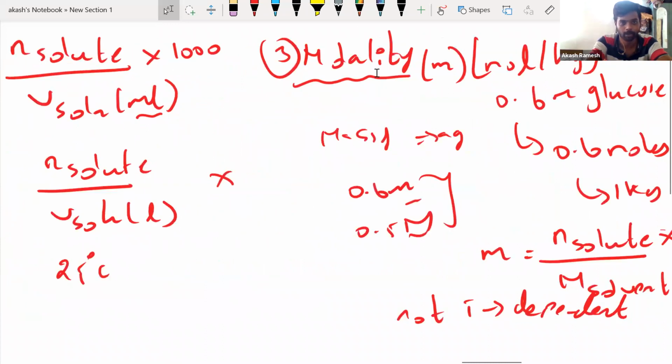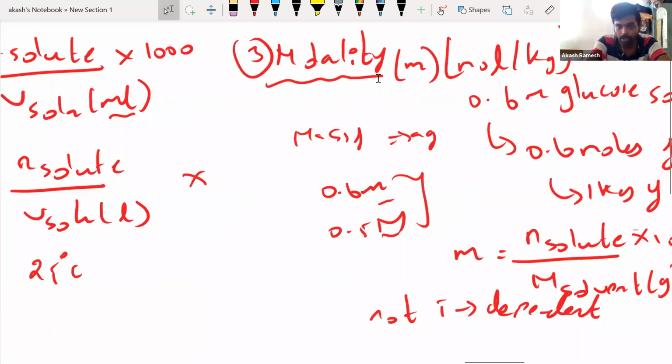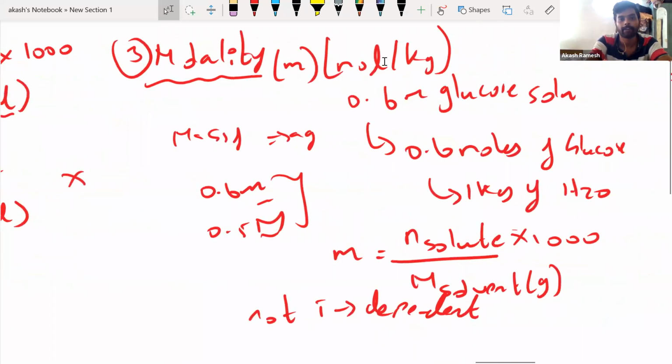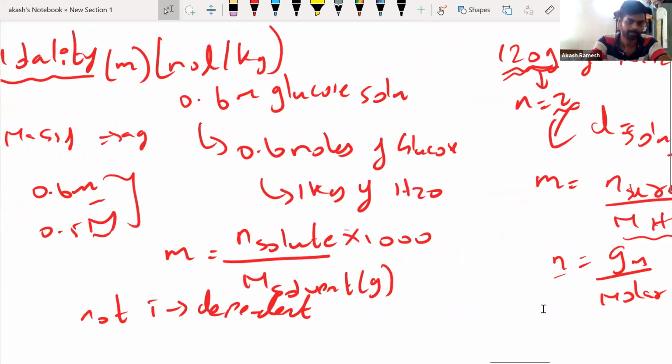Molality is the number of moles of solute present in 1 kg of solvent. That's why I have mole per kg. So a 0.6 m glucose solution means 0.6 mole of glucose present in 1 kg of solvent. The solvent here will be water. And this is the formula: number of moles of solute divided by mass of solvent in grams, and I put 1000 because I used grams. And then we did a problem. That's exactly what we saw.